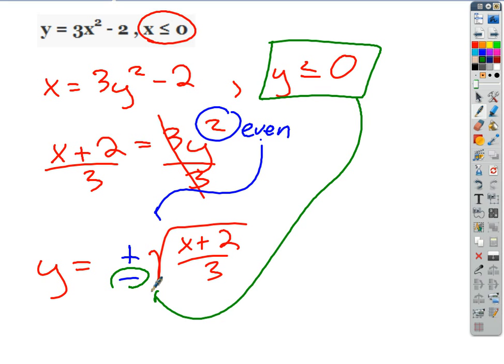That's a tricky one, I think. The easy thing to do is to forget that that x also gets switched to a y. Okay? All right, so that's inverses in a nutshell. That's how we find inverses. Get a little practice.